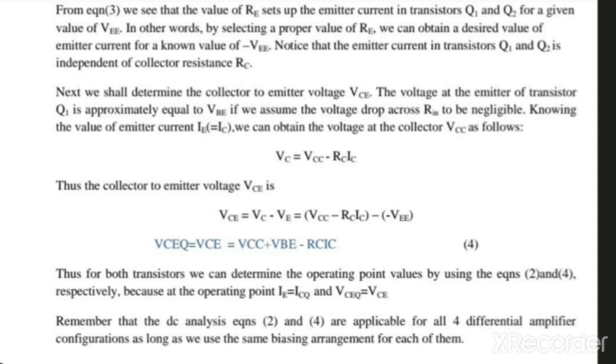The collector to emitter voltage VCE is equal to VC minus VE is equal to VCC minus RC IC minus VEE. So VCEQ is equal to VCC plus VBE minus IC RC. In this way, the operating point values can be determined for the two transistors by using the equations 2 and 4.